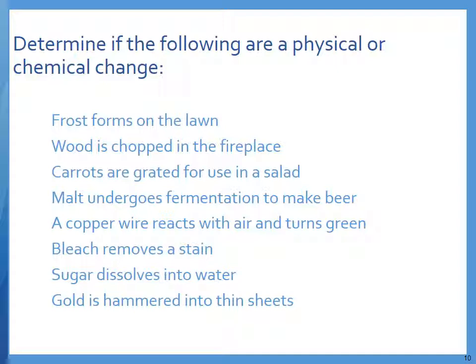Sugar dissolves into water. This one's a little bit tricky, but in this case, all that we're doing is we're mixing sugar and water together. We're not changing the sugar, we're not changing the water, they're just mixing up together. This is called a solution. We're going to talk about that in a little while. But when you dissolve something into something else, it's really just a way of mixing it. So that is just a physical change.